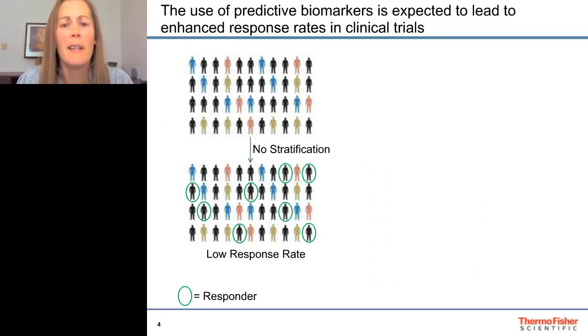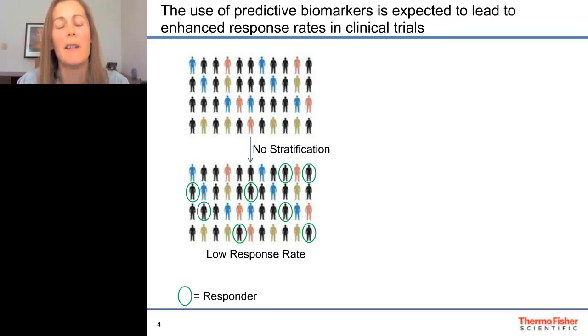And so the general idea is that the use of predictive biomarkers is expected to lead to enhanced response rates in clinical trials. And I'm sure anyone that has worked in drug development knows how critical it is to get the desired response rates within your clinical trials to enable FDA approval of your drug and to get this drug into the hands of physicians, which then can be used clinically.